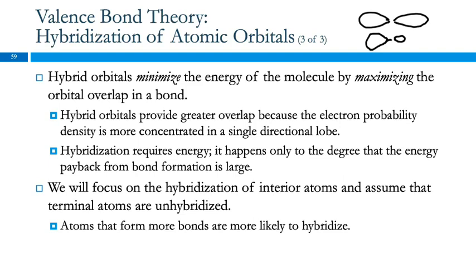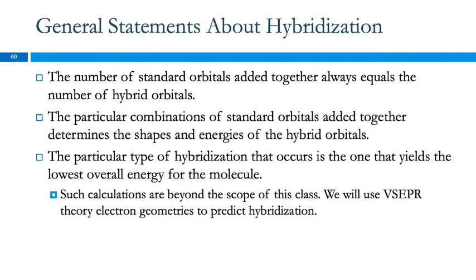We're going to focus on hybridization of the interior atoms, and we're going to assume that the terminal atoms, the ones along the outside, are unhybridized. That's not true, but it's good enough, right? And it is true that atoms that have more bonds are more likely to hybridize. A terminal atom generally has one bond, so it will hybridize, but not as much as, say, a central atom that has 4 bonds. That's going to hybridize more extensively. So that's why we can ignore those.